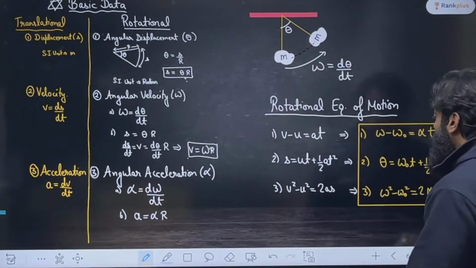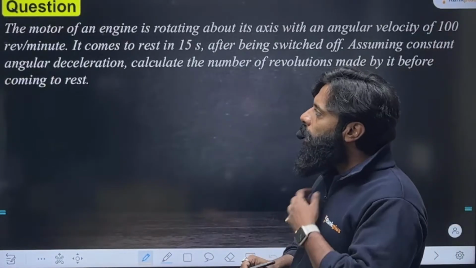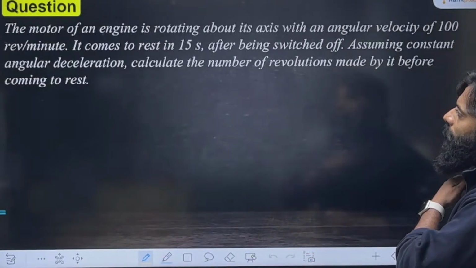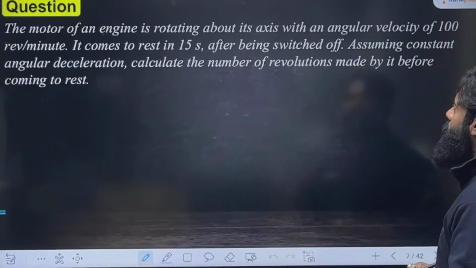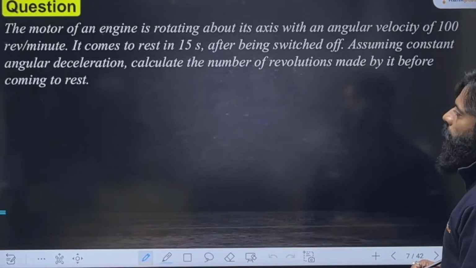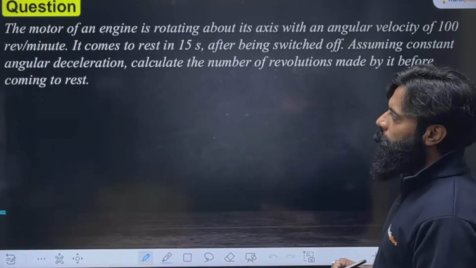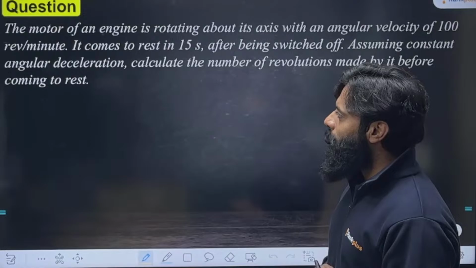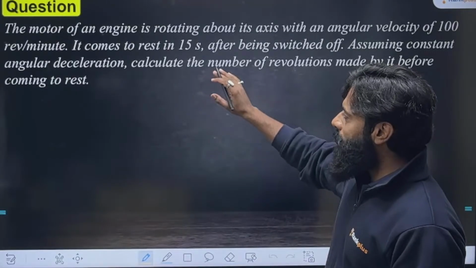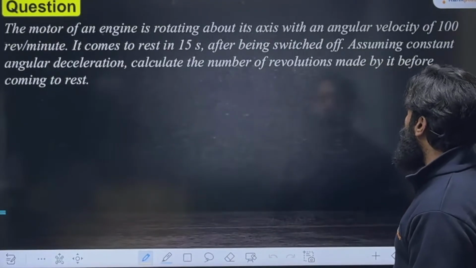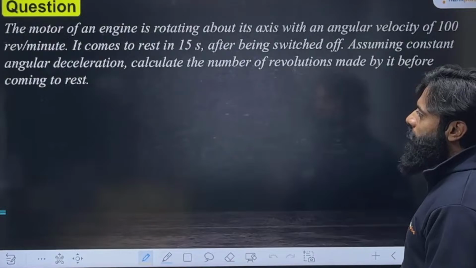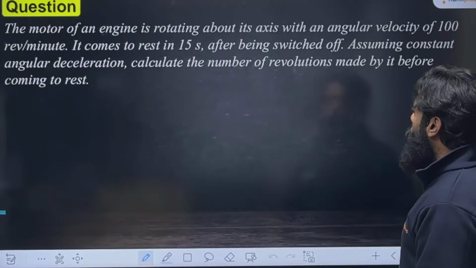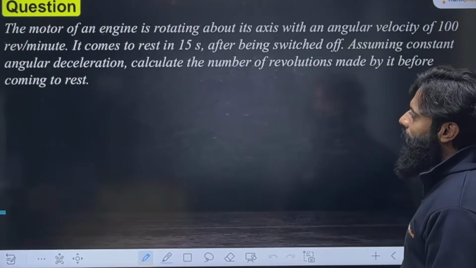So let's move forward. We have a question here. The motor of an engine is rotating about its axis with an angular velocity of 100 revolutions per minute. Here we will learn a few things about angular velocity. It comes to rest in 15 seconds after being switched off. Assuming constant angular deceleration, calculate the number of revolutions made by it before coming to rest.